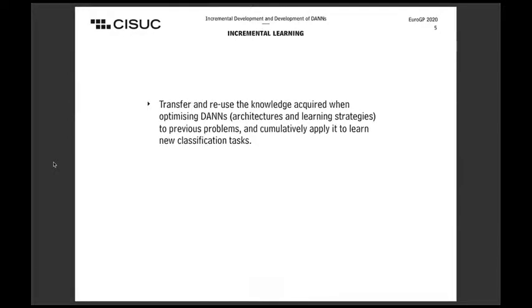To deal with this, we introduce incremental learning to NeuroEvolution, and incremental learning is based on the transfer and reuse of the knowledge that is acquired when optimizing deep artificial neural networks for previous problems. That is, we want to be able to identify and reuse parts of the architectures and learning that can be cumulatively applied to search and to solve problems that are more challenging.